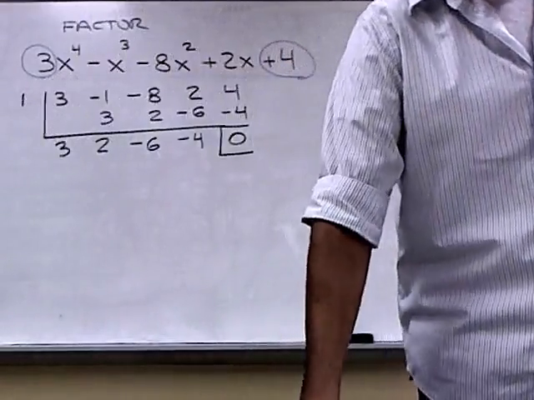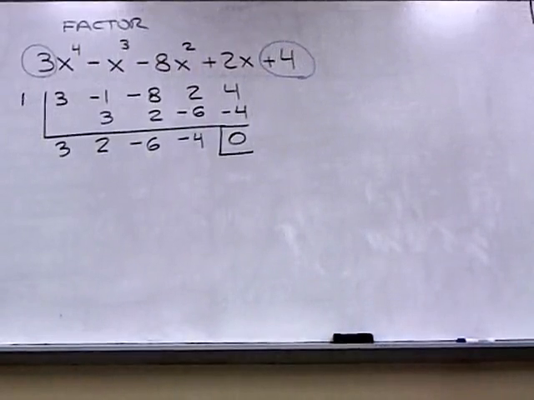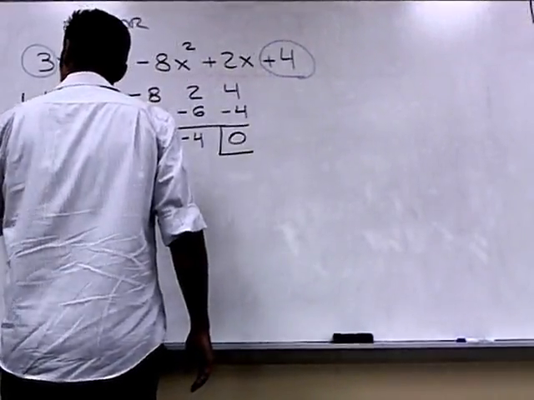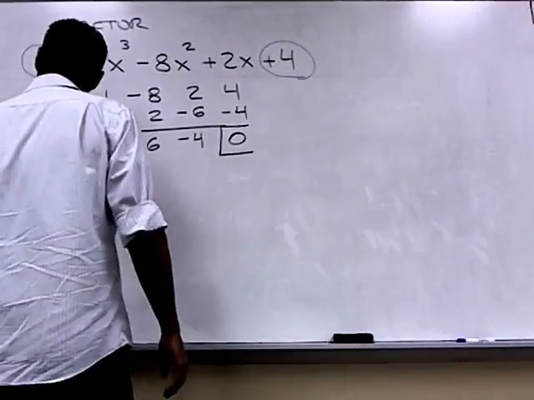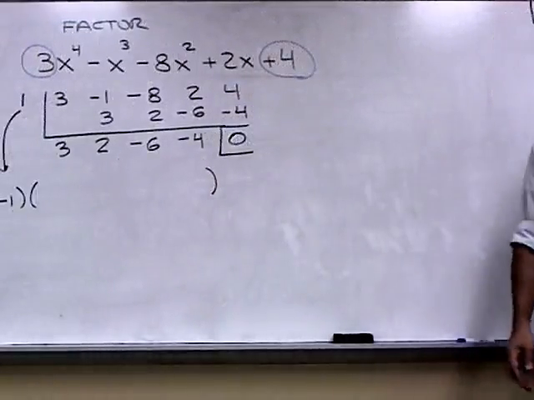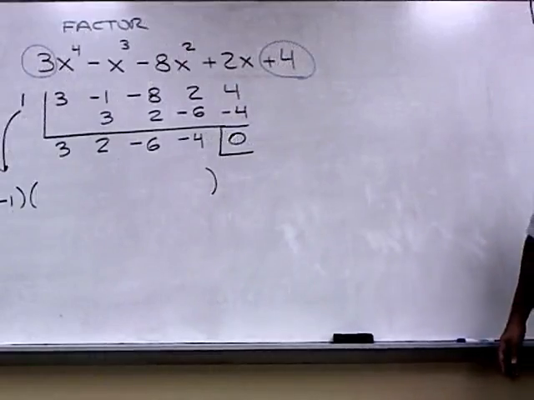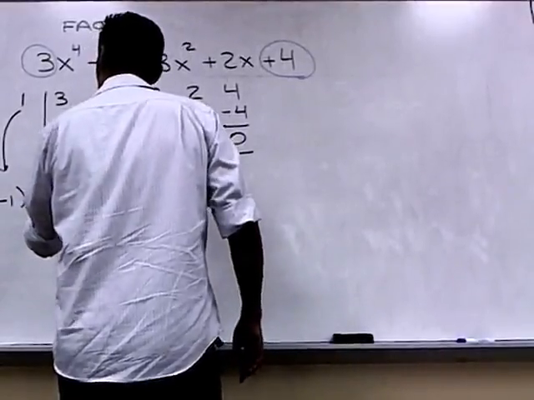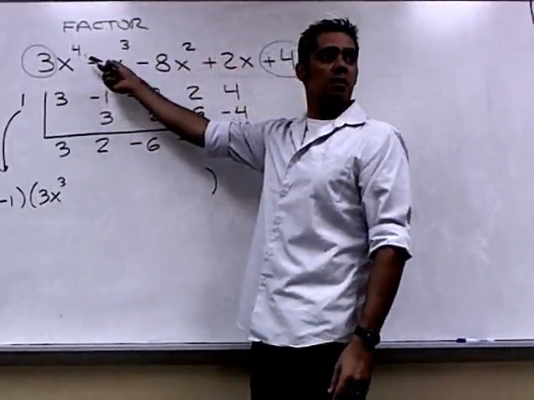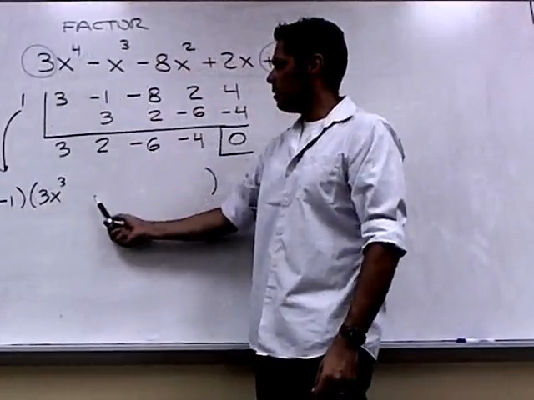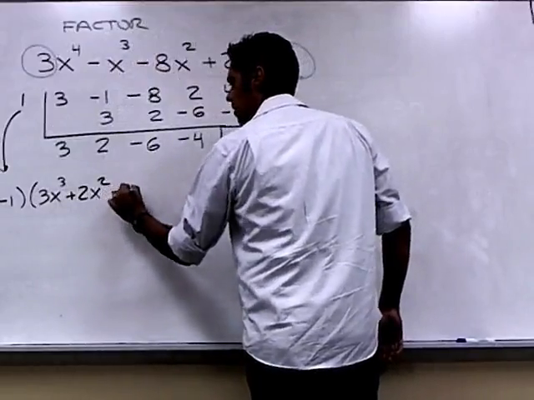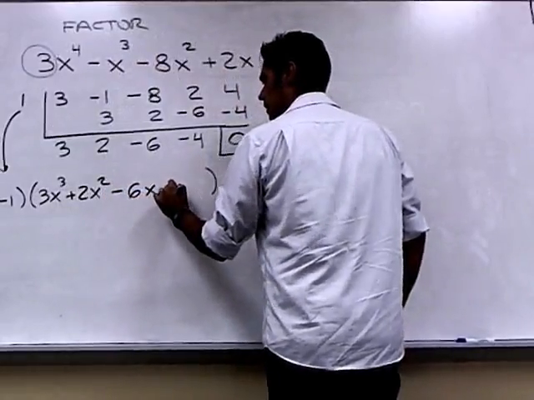Okay. Now, what should we do here? What does that tell me? X minus 1 is a factor. And then, what? 3x cubed, right? Because we have a 3 here, so 3x cubed. Why is it x cubed? 1 power less than what we started with. Then what? Plus 2x squared. Then minus 6x, and then minus 4.